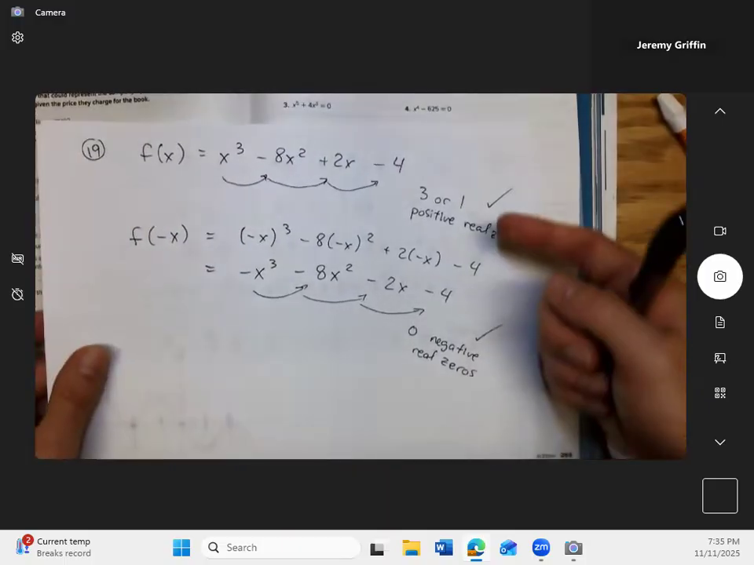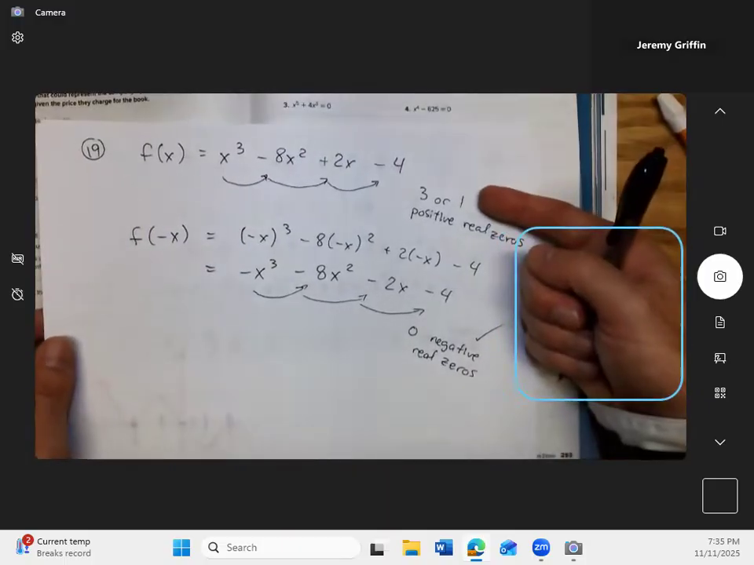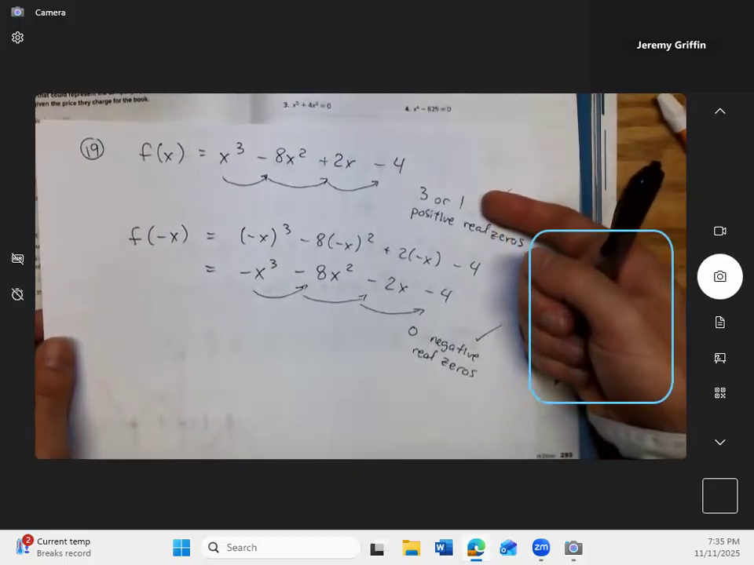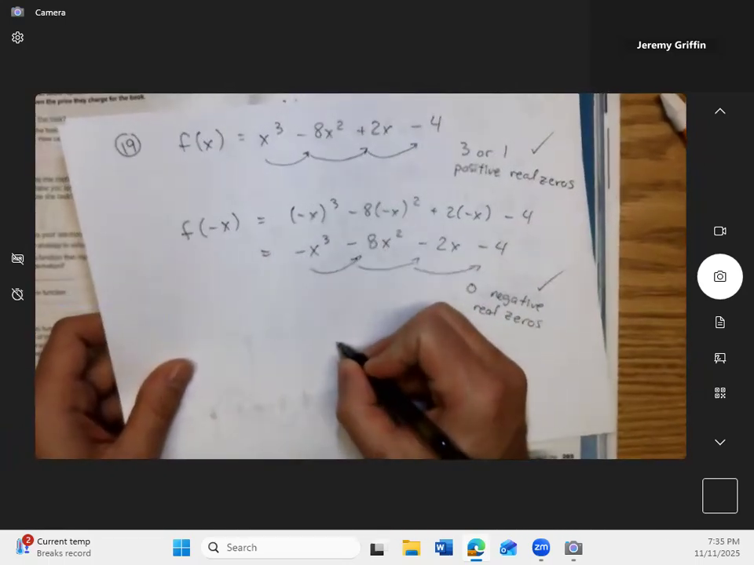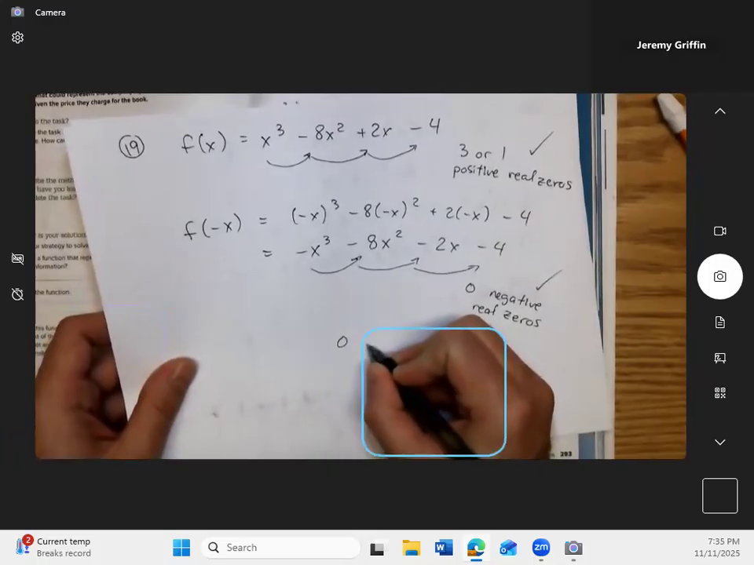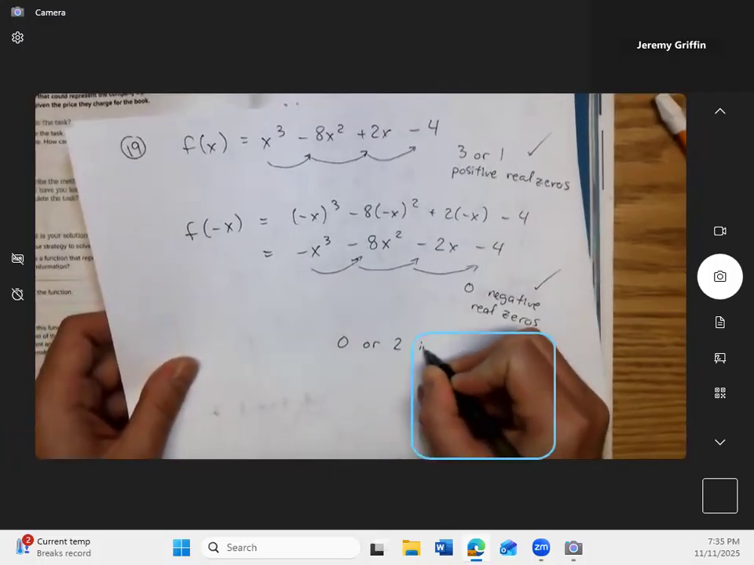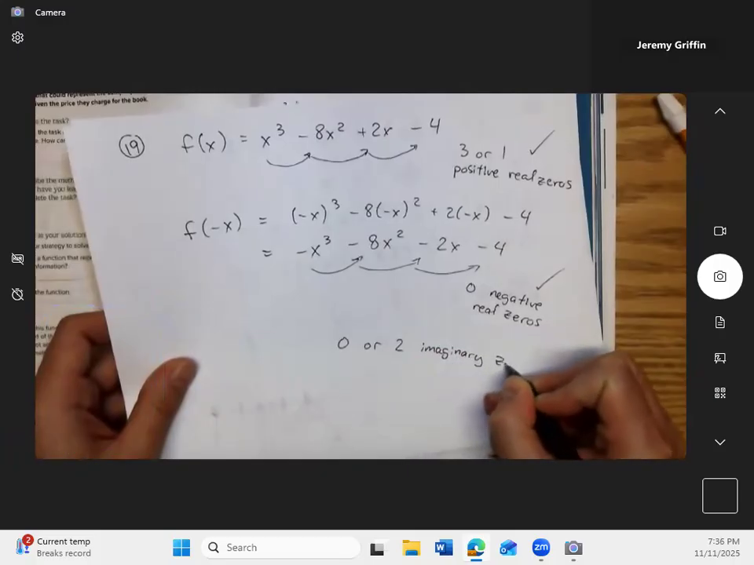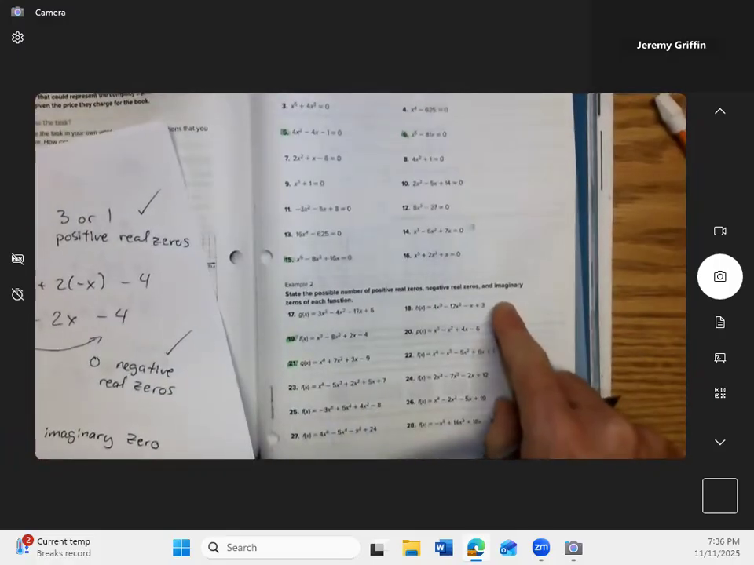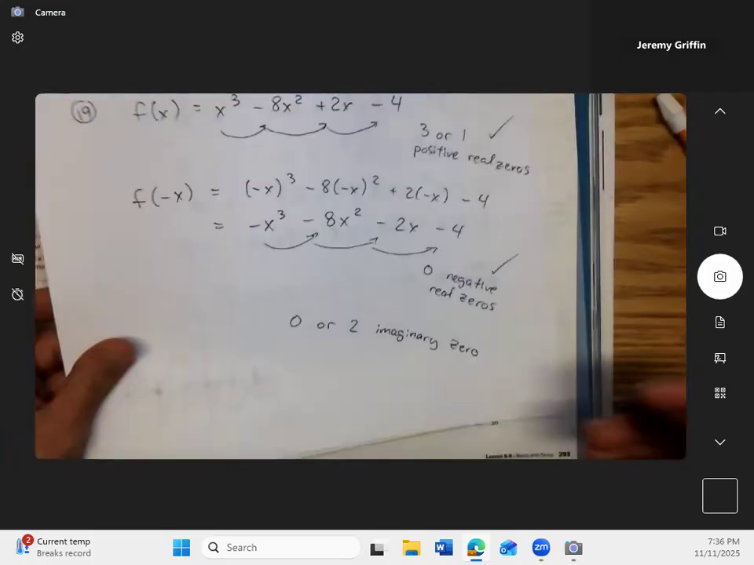But there might only be one real zero. And if that's true, then where would the other two zeros be? Well, they'd have to be imaginary. So there could be either zero or possibly two imaginary, or you could say complex, zeros. Wait, did they call them imaginary or complex? Yeah, they said imaginary. Okay, so same idea.